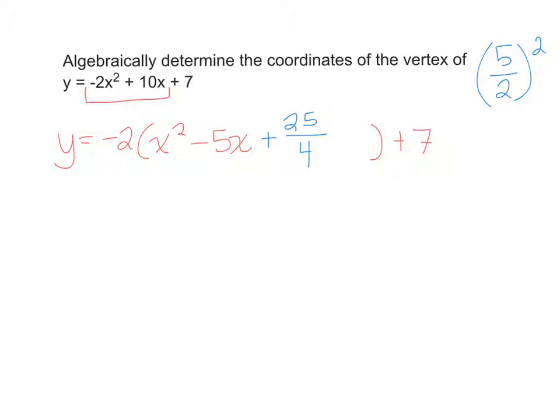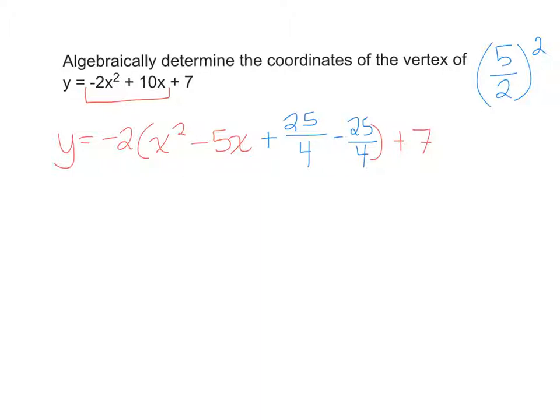But I need to make that 0 pair because we don't want to change the value. You can't just randomly add 25 over 4 to an equation. It makes it a completely different equation. So if we add 25 over 4, we want to subtract 25 over 4 because now it's still the same equation. All we really did was add 0, which doesn't change anything.